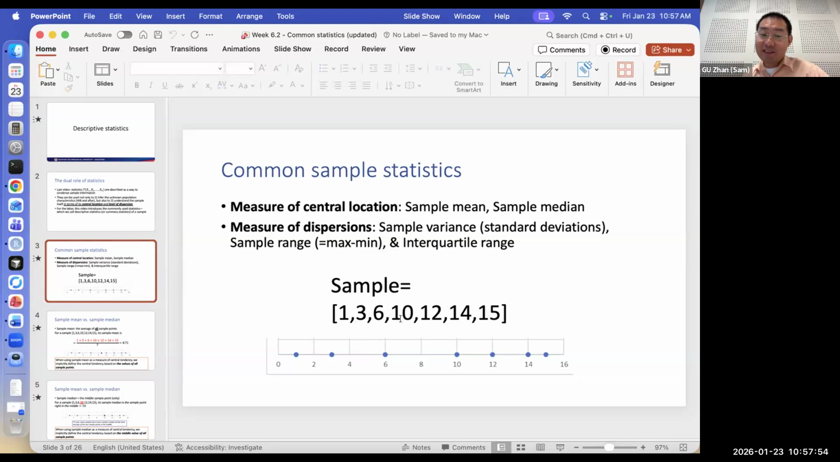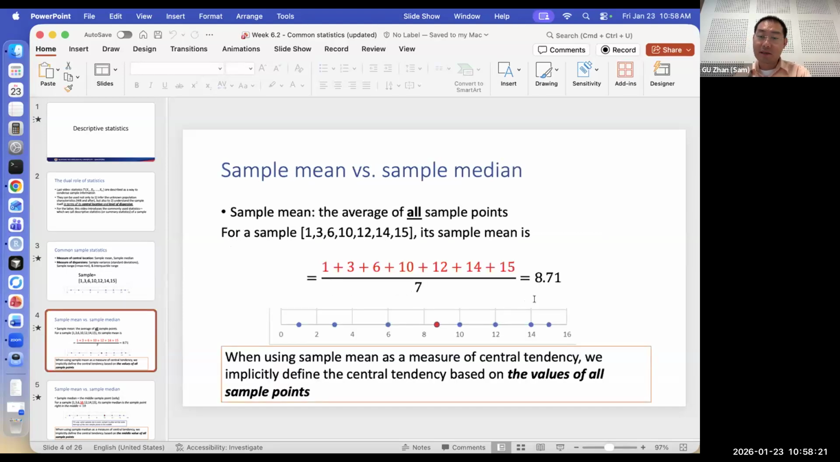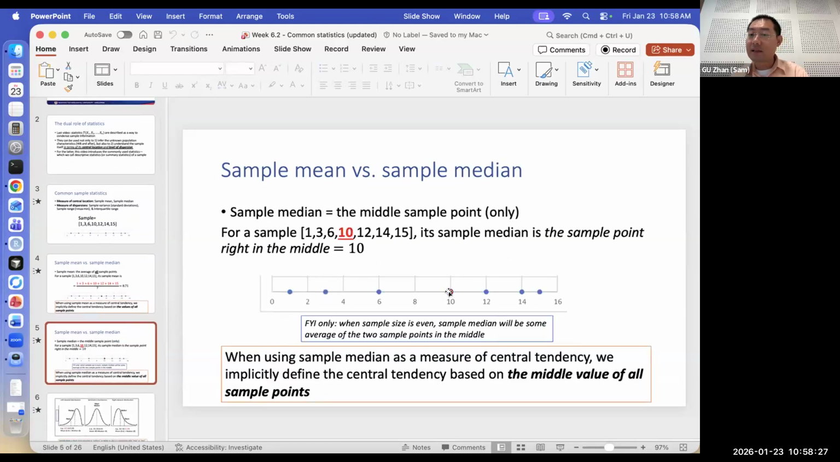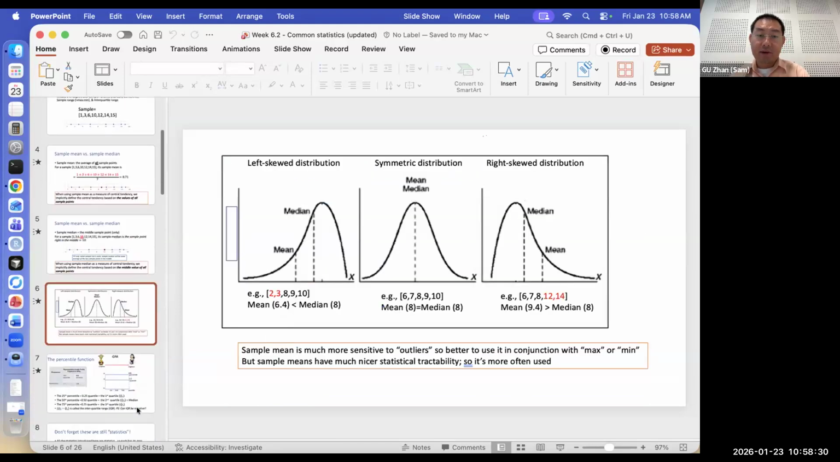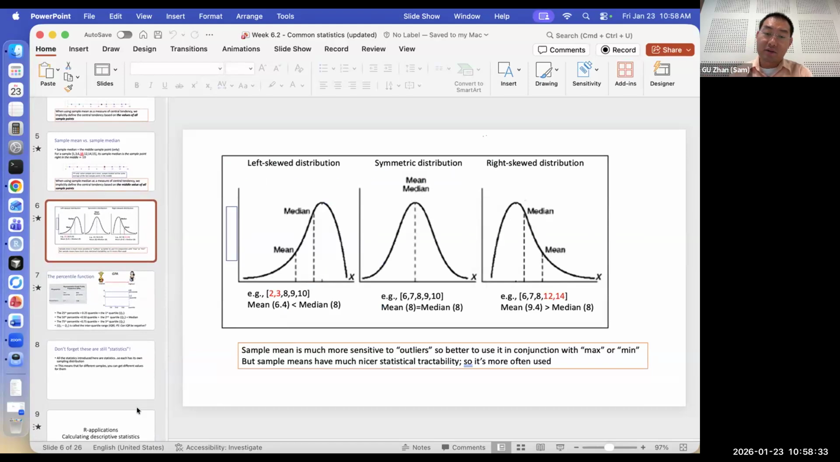Okay, we have a sample: 1, 3, 6, 10, 12, 14, 15. So we can find the mean value and the median value. 1, 2, 3, 4, 5, 6, 7. There are 7 samples here. If it's an odd sample size, then the middle one will serve as the median. So 10 is the median. Then the average is the sum of all of them divided by 7. It is shown here. So the mean is 8.71. The median value is the one in the middle, 10. Then we're looking at the skewness, whether it is right skew, left skew, or no skew, that is, symmetrically distributed.